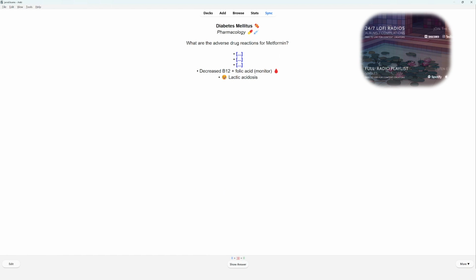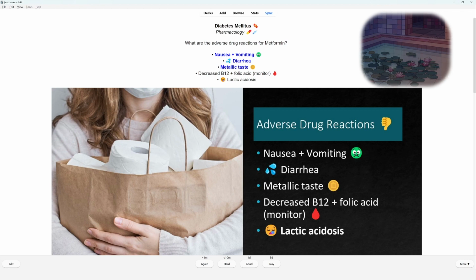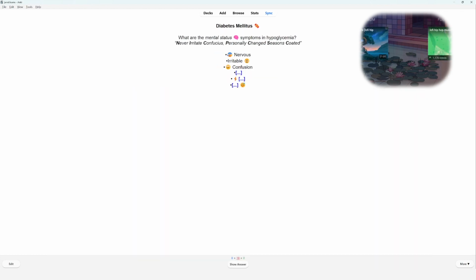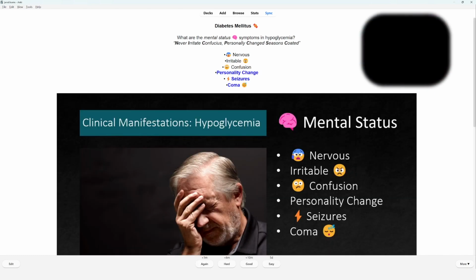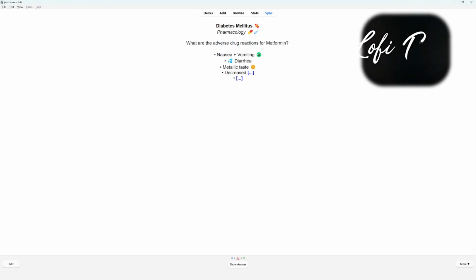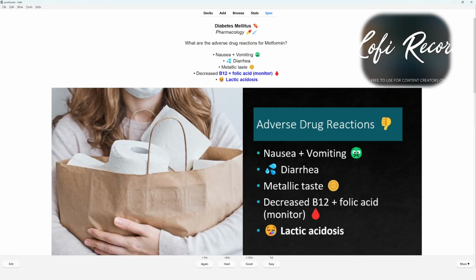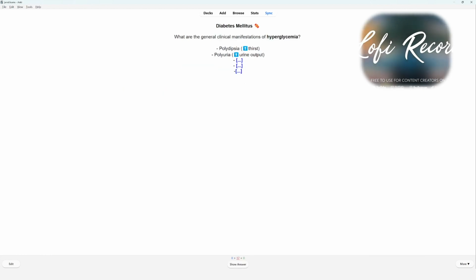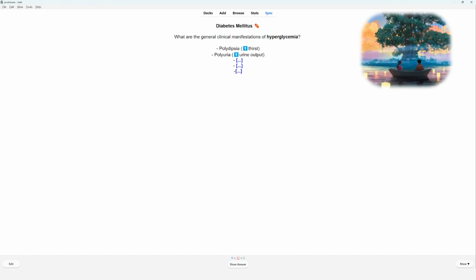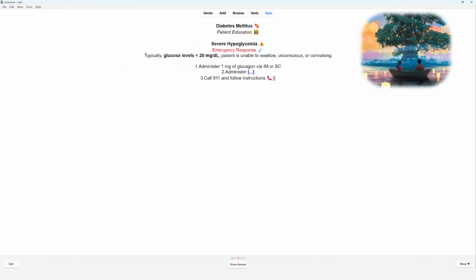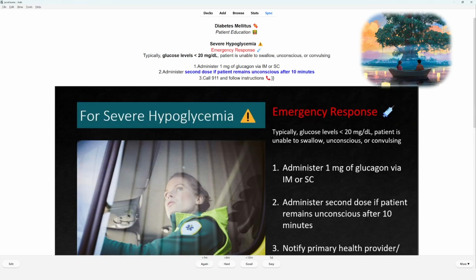Nausea, vomiting, diarrhea, metallic taste. Personality change, seizures, coma. Nausea, vomiting, or dehydration. Nausea, vomiting. Yeah. Normal A1C 4 to 6. Administer second dose, okay, after 10 minutes.